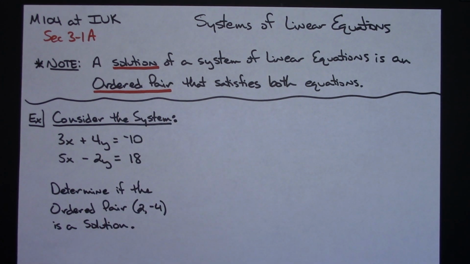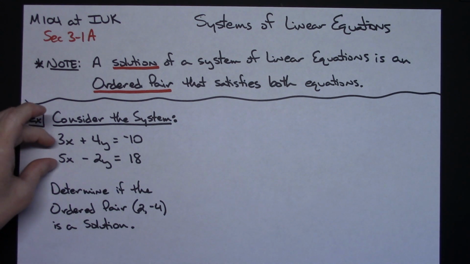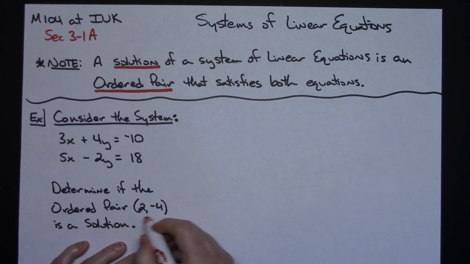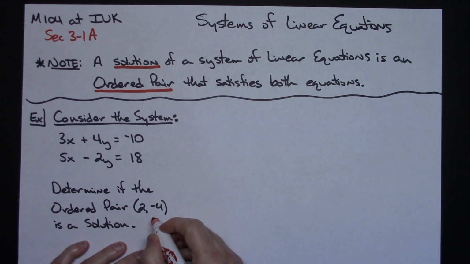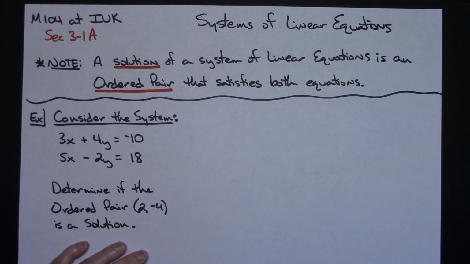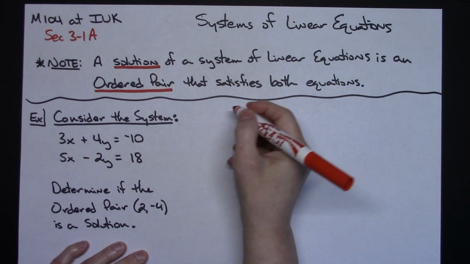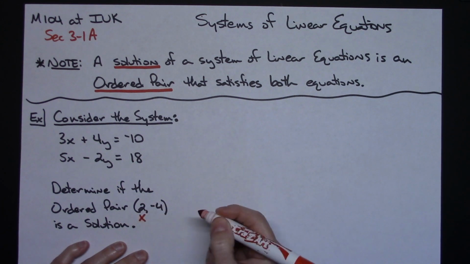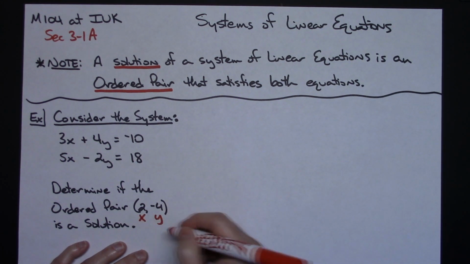Alright, so in this type of question here, they're saying, okay, consider this system, and then determine if the ordered pair 2, -4 is a solution of this. Alright, so basically what you're going to do is you're going to take this ordered pair here and plug it into the top equation and plug it into the bottom equation and see if you get a true statement. So let's just write it here so I don't have to rewrite it. Of this ordered pair, 2 is x and y is -4.